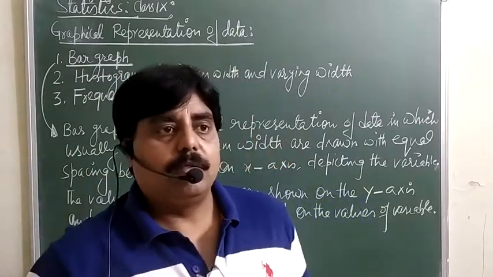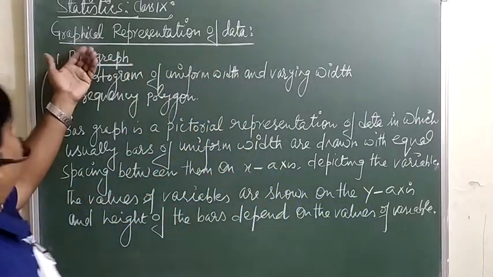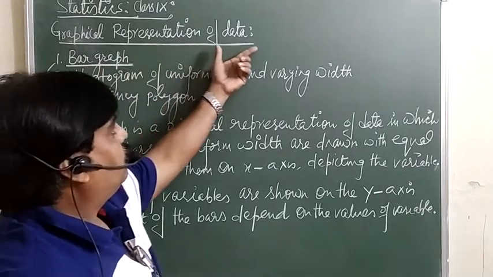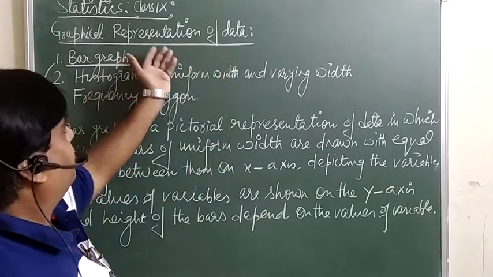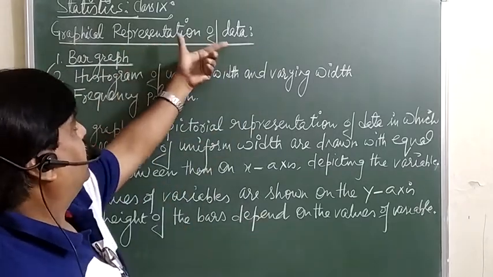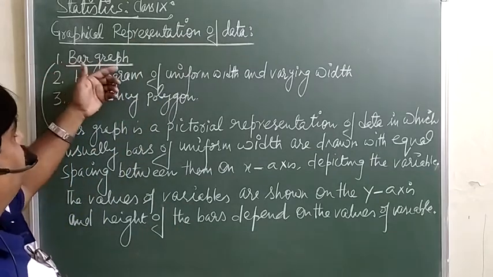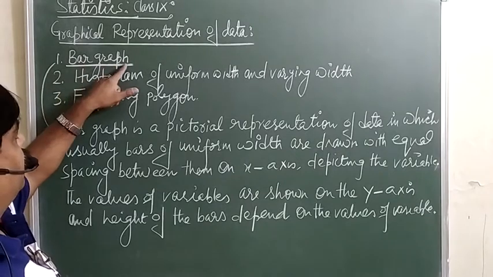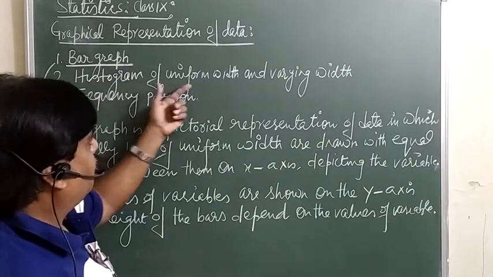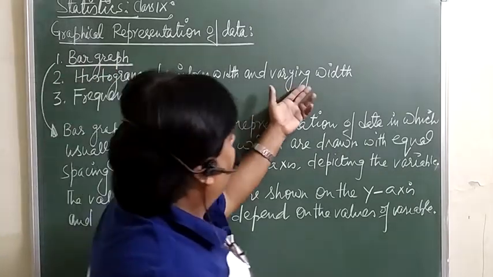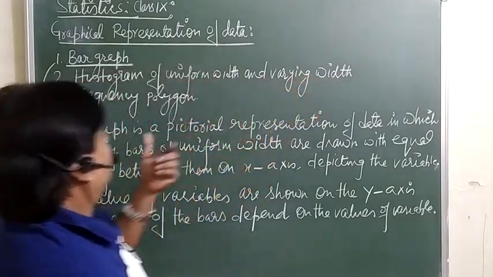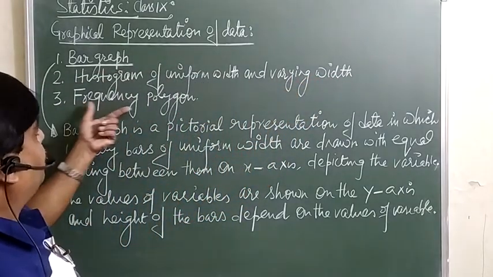Hello everybody. Now we are going to discuss the graphical representation of data. How can you draw the graph, represent the data graphically? There are three different ways by which we can represent the data. One is bar graph, second is histogram of uniform width and varying width. Width is going to change. And third one is the frequency polygon.